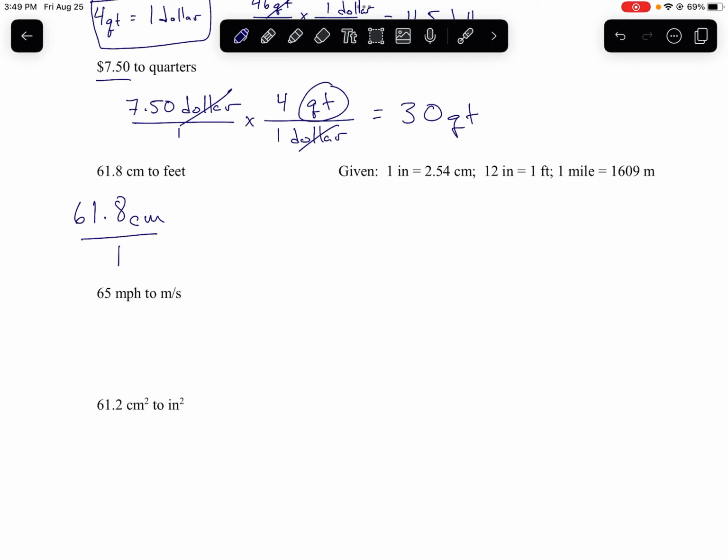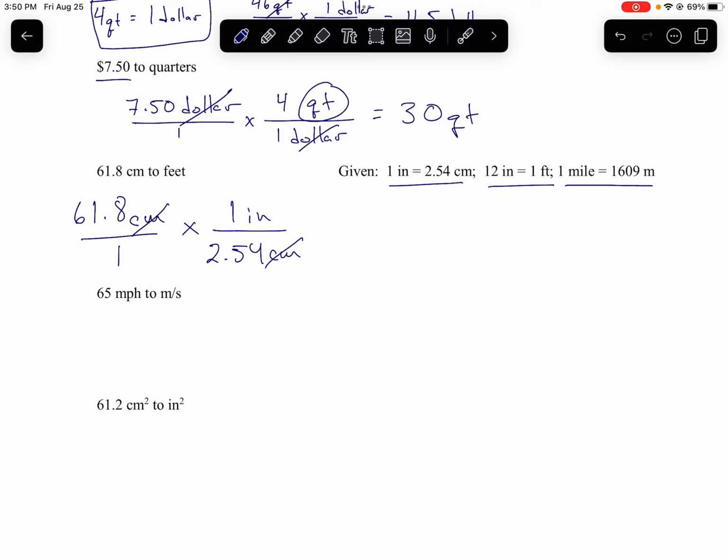I'm going to look at these conversions that I have. I've got 1 inch to 2.54 centimeters, 12 inches to 1 foot, and 1 mile to meters. The one that's helpful to me here is that first one, because I'm in centimeters, and that's the only one that has centimeters specifically in it. So I'm going to make my conversion factor using that. I'm going to put the centimeters on the bottom so that I can cancel those out, and then I'm going to put 1 inch on the top.